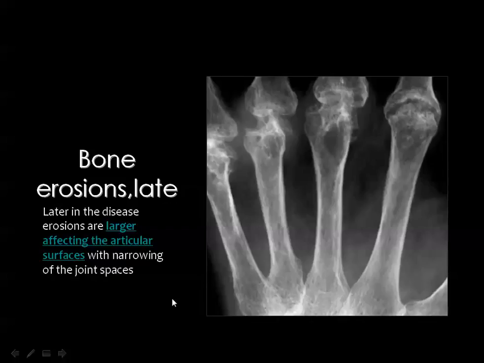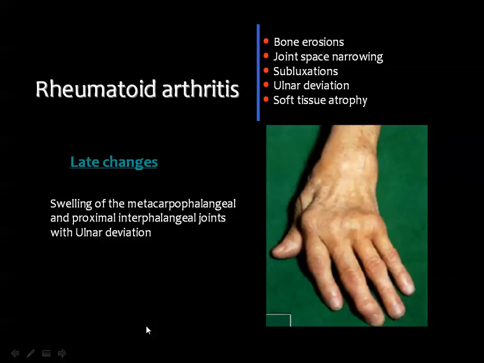And bone erosions will enlarge and will go into the articular surface. It will affect the articular surface of the joint on both sides, and this may result in narrowing of the joint space, as you can see here and here. Then later changes of rheumatoid arthritis will include the erosions with consequent joint space narrowing, and one of the manifestations of rheumatoid is the subluxation, including the ulnar deviation at the level of the metacarpophalangeal joints and soft tissue atrophy.